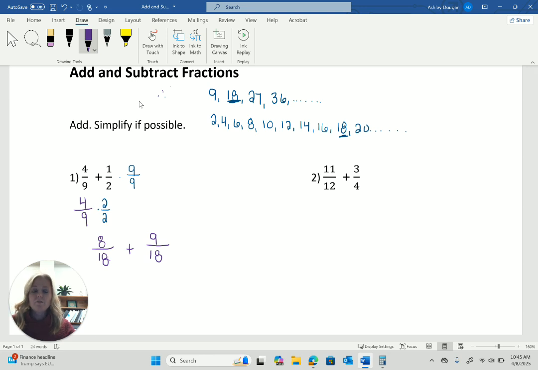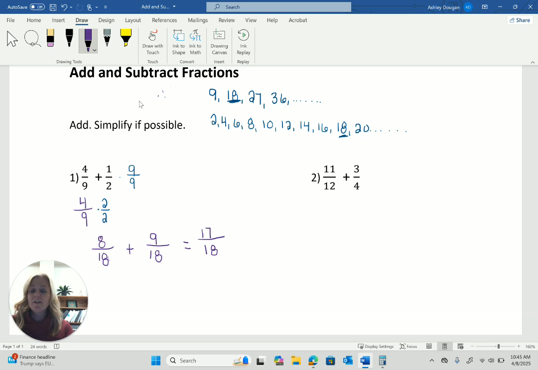Once I have my new fractions with the same denominator, now I can add those two fractions together. When we're adding fractions, we add the top number. I would say 8 plus 9. 8 plus 9 is 17. And then we keep the denominator the same. We don't add the denominator together.